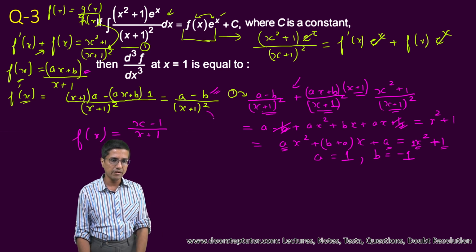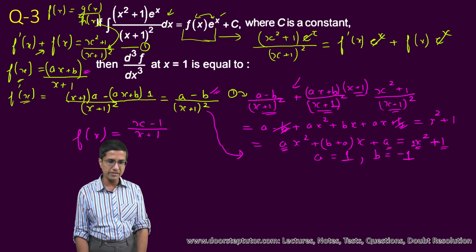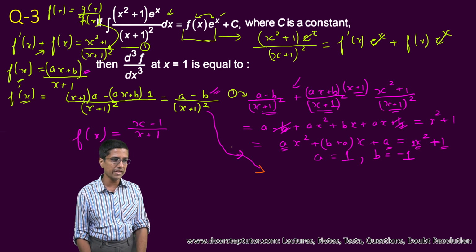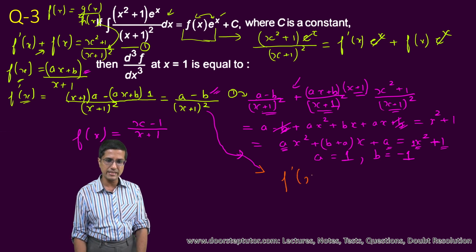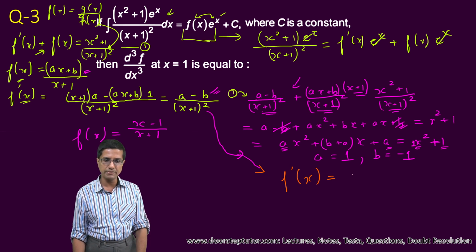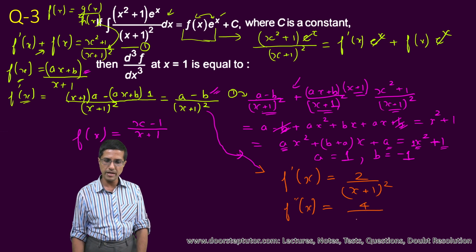So from here we really want to start with the first derivative, second derivative, third derivative. Okay, that is what we are interested in. So from here what we will write, f dash x is equal to a minus b, which is 1 minus minus 1, which is 2, upon x plus 1 the whole squared. Okay, now f double dash x, if I take the second derivative, this will be 2 into 2, 4 divided by x plus 1 the whole cube.